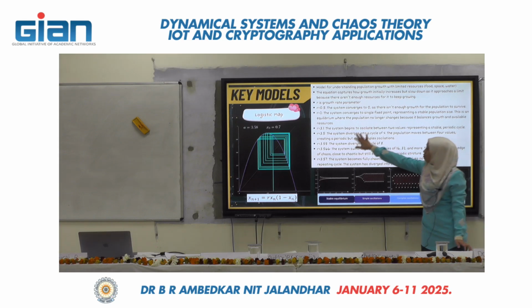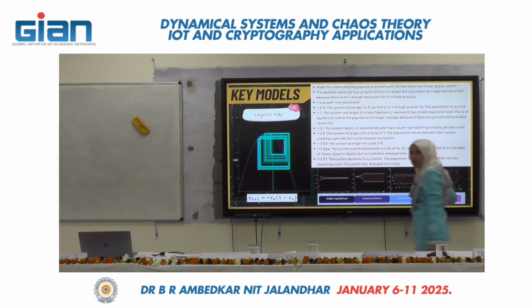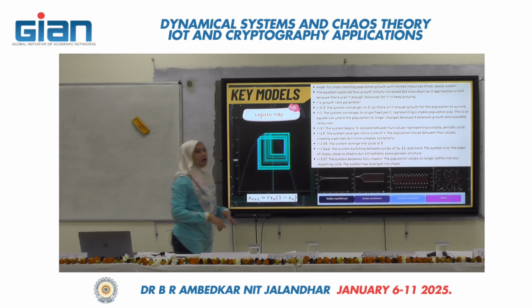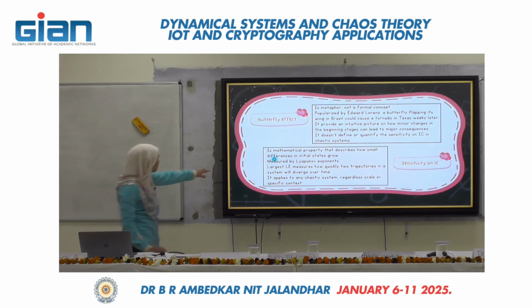Towards 3.5 or 3.55, a complex oscillation occurs. In this one, it's still not chaos, but the oscillation keeps doubling, to 4, to 8, to 16, to 32, and so on. And when you change R to 3.57, the system is fully chaotic. In this state, the population values no longer settle into a repeating cycle. So there will be no repeating oscillation after the chaotic behavior. Okay, so this is the example. I don't know if you can see this one. I think it's very nice.